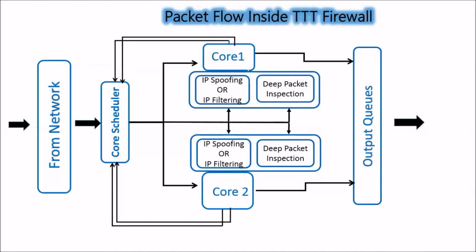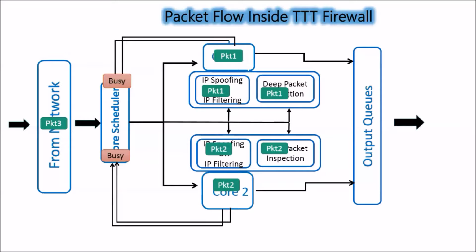Now let's see how the packet flows inside our firewall. A packet comes from the network and it goes to core 1 of our processor. Another packet which comes will go to core 2. Now when there is a packet 3 coming up, the core scheduler will be busy and the packet will be stopped in the input queue. Once packet 1 is done, core 1 is idle and now packet 3 can occupy its position.